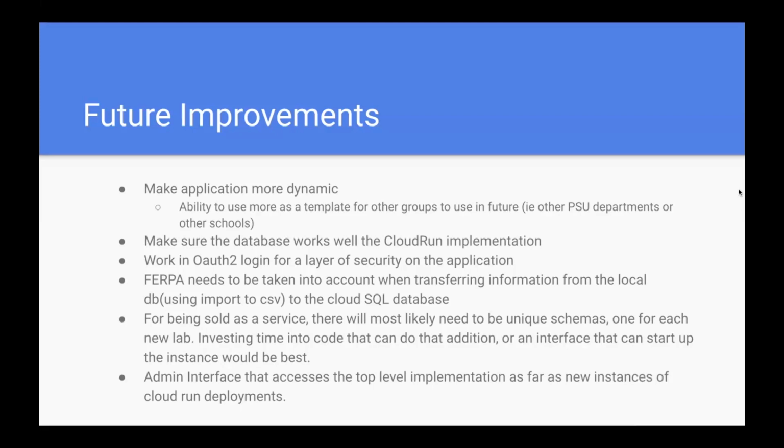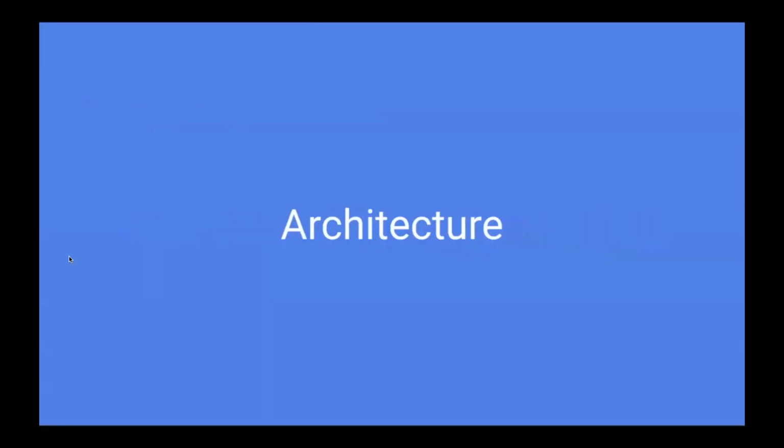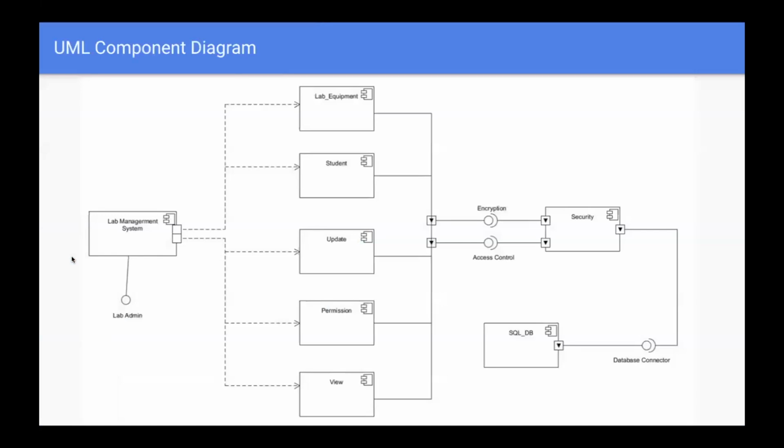Also having an admin interface that can access top-level implementation in terms of new instances. Currently, the admin works for this one EPL lab. You'd need to create both an admin interface that works for any individual lab, and then an admin that can oversee all of these different groups, different labs, different universities, et cetera. So there's a number of improvements that we think will need to be worked on in the future. This is how we achieved our project and our architecture here.